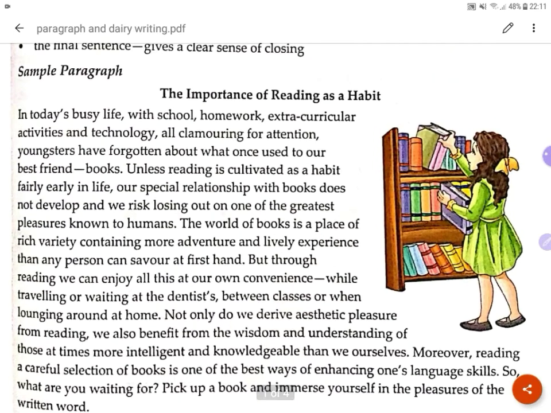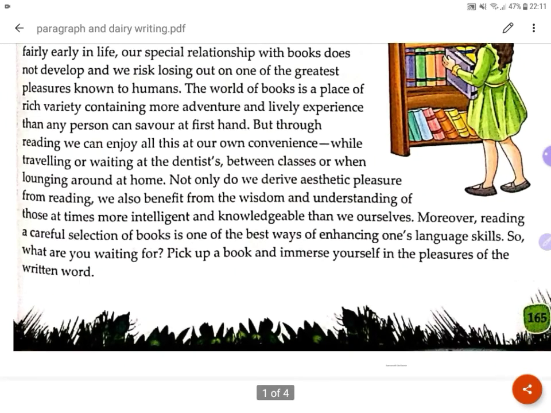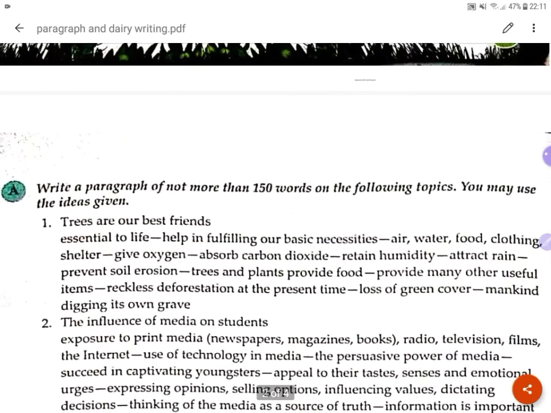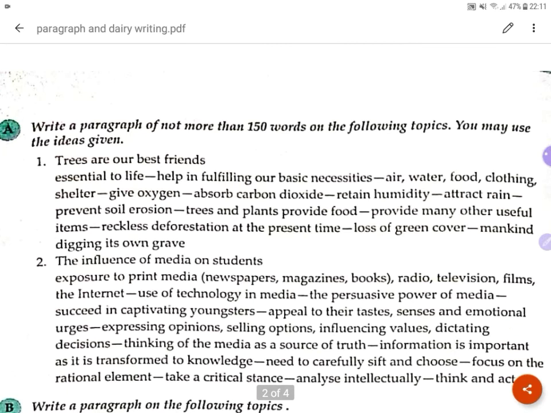So, this is a paragraph written here. This sample paragraph is given for your understanding of how paragraphs are written. And what is the topic for this? The importance of reading as a habit. Right. Now, the question is given here. You can see the exercises. Write a paragraph of not more than 150 words on the following topics. You may use the ideas given.